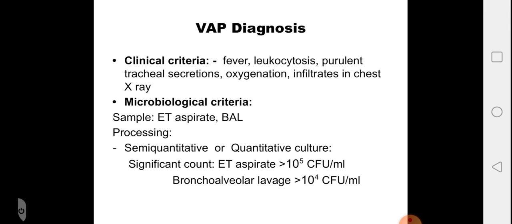So the count of the bacteria plays an important role to know whether this infection is present or not. The significant count for ET aspirate is more than 10 to the power of 5 colony forming units per ml of sample, and for bronchoalveolar lavage it should be more than 10 to the power of 4 colony forming units per ml of sample.